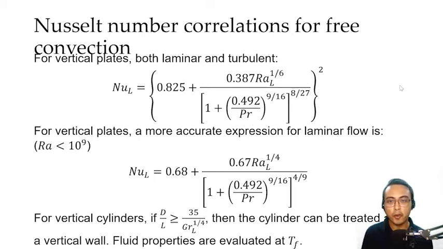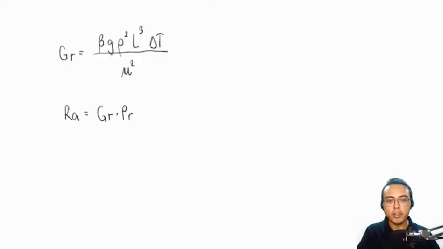The Nusselt number for natural convection is no longer dependent on the Reynolds number. If you will recall, the Reynolds number is a function of the fluid velocity, and fluid velocity is not important in natural convection. Instead, we have the Rayleigh number, which showcases the buoyancy forces in the fluid. The Rayleigh number is simply a product of the Grashof number and the Prandtl number, okay? We define the Grashof number as the collection of the following variables. We have beta, g, rho squared, L cubed, delta T over mu squared.